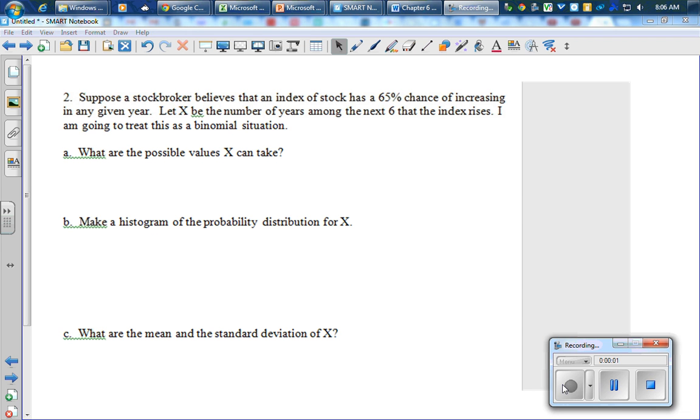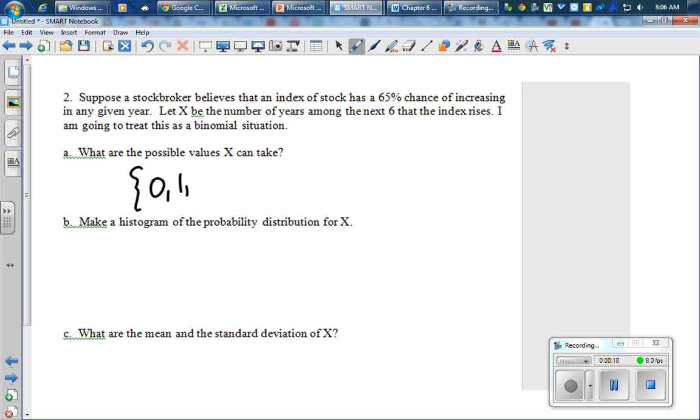Question 2 says the stock has a 65% chance of increasing in a given year. Let X be the number of years among the next 6 that the index rises, and we're going to treat it as binomial, mostly having to assume the independence idea. Part A says what are the possible values X can take?